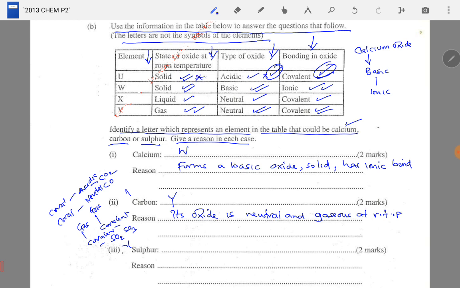At room temperature, solid, not quite. So the one that is closer to it is U, because its oxide is acidic and has covalent bonds.